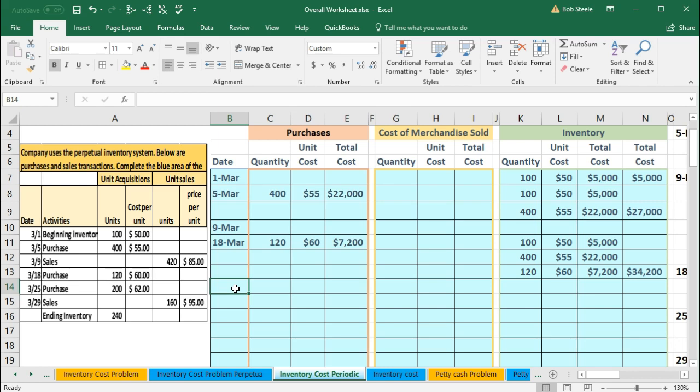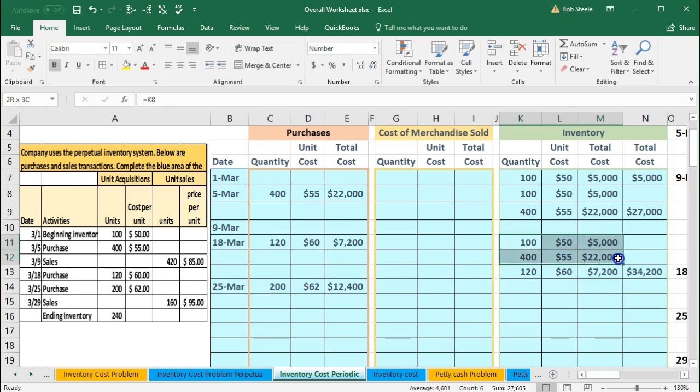B14 on 325 says we made another purchase of 200 units at $62. So once again, we'll be in the purchases area, same type of transaction. We'll go a little bit faster, therefore. So we're in C14. We're going to say 200 units, tab. We purchased them for $62. Note the price is going up once again, $62. And then we're going to multiply this out. So we're going to say equals in E14, we're going to point to the 200 in C14 times, asterisk, the 62 in D14. That gives us the total of 12,400.